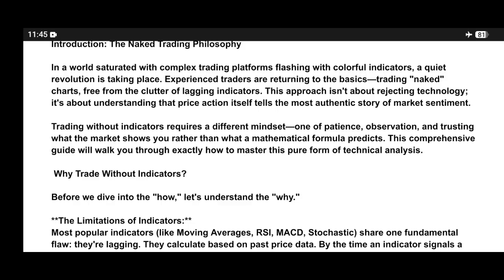This comprehensive guide will walk you through exactly how to master this pure form of technical analysis. So, this guide is going to teach you how to master pure technical analysis as a trader and not to focus on mathematically coded software, which is indicators. Understand? I want you guys to focus on pure technical analysis and pure price action. Are you getting me? So let's continue from where we stopped.